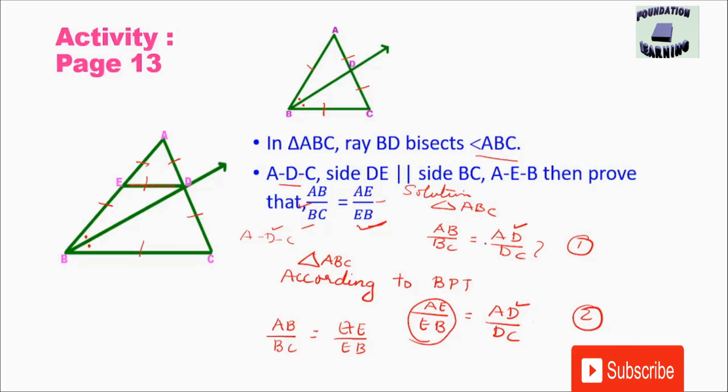Now, what is the logic? Suppose A is equal to B and C is equal to B, then what will be equal to C? Then therefore A will be equal to C. What is A? A is AB upon BC and C is AE upon EB. So now we have proved this activity.